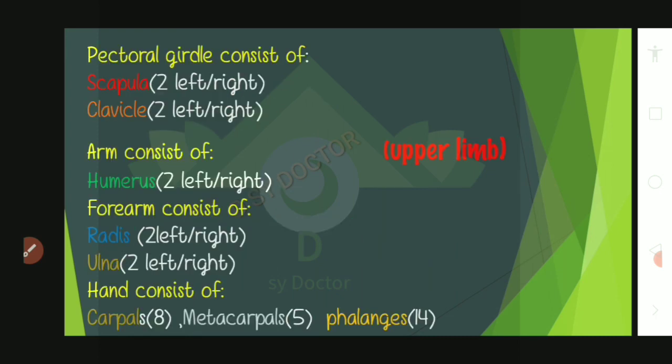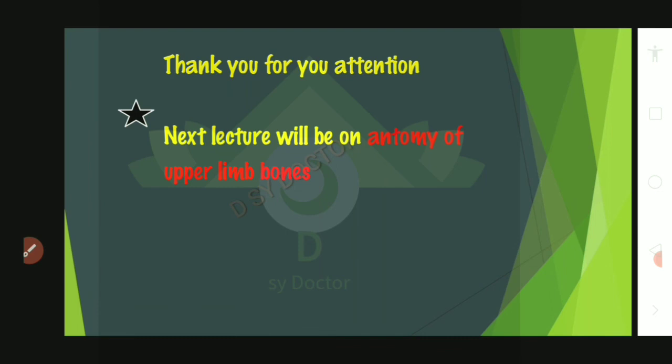If we discuss the pectoral girdle, then scapula and clavicle, we have two, left and right. We have two scapulae in total, and we have clavicles also, two, left and right. In the upper limb we have the arm, which consists of the humerus. There are two humeri, left and right. The forearm consists of radius and ulna. They are also two in number. And the hand consists of 8 carpals, 5 metacarpals and 14 phalanges.